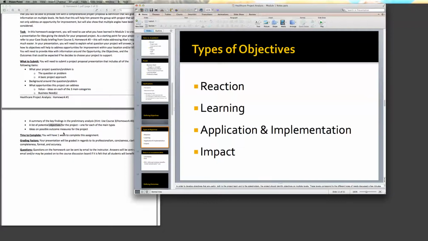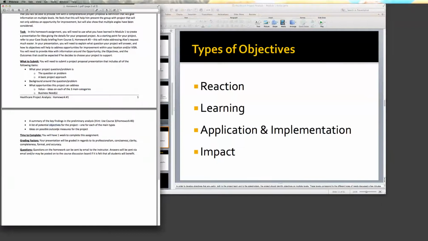Okay, and again, with those outcome measures, right, the outcome measures, come up with some ideas. You really brainstorm. So thinking about what you're doing with outcome measures.